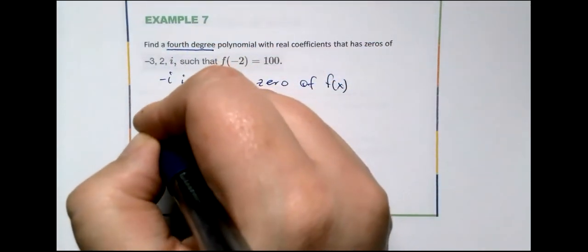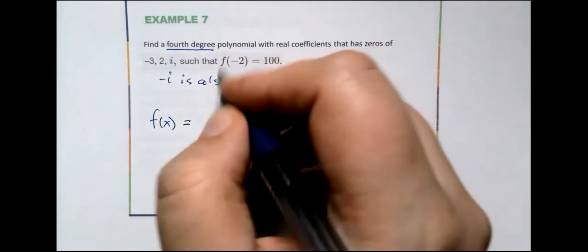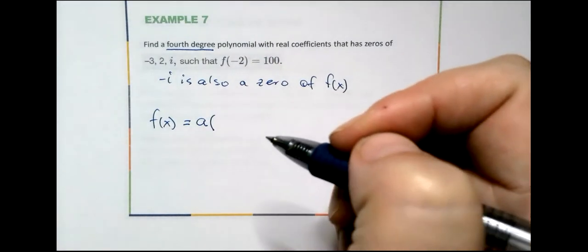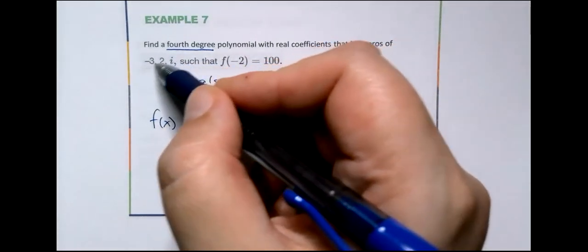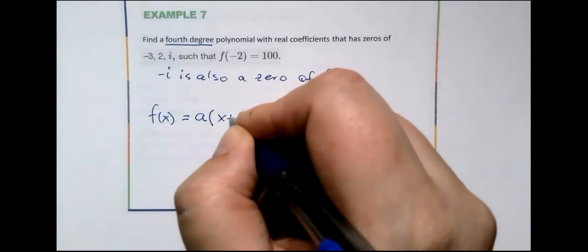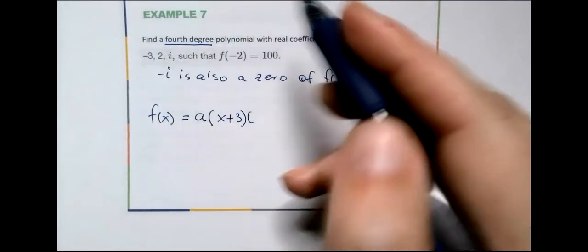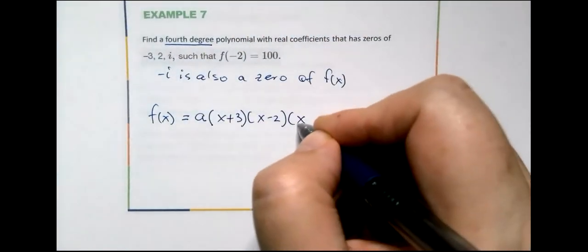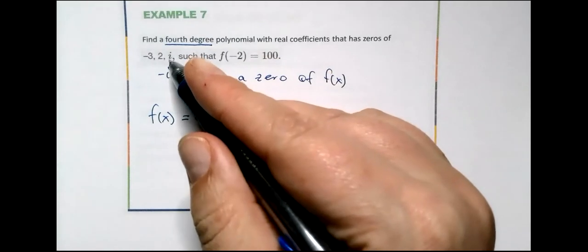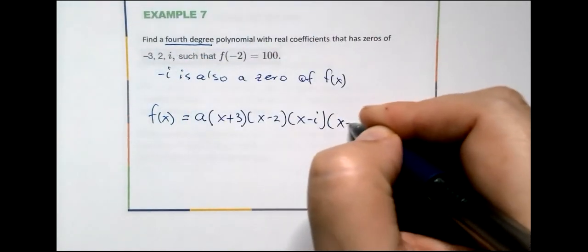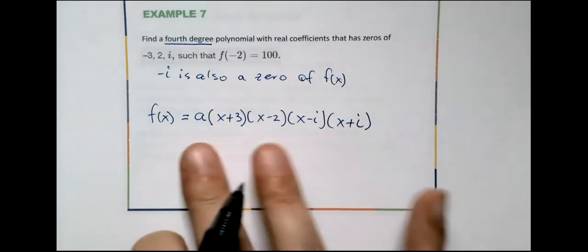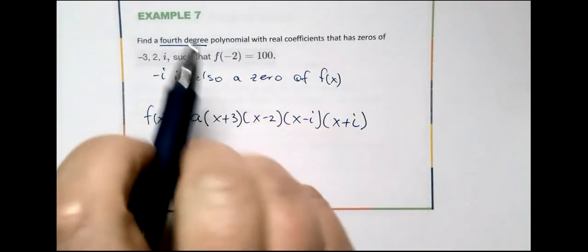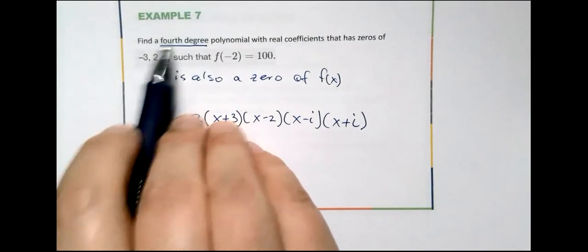Since each zero gives us a factor, we have some multiplier a, which we will find later. But let's write all the factors. So the first factor is x minus negative 3. So that's x plus 3. The second factor is x minus 2. And then the next one is x minus i. And the last one is x minus negative i, which will give us x plus i. Okay, so I have all of my 4 factors, and that will give me a polynomial of 4th degree.